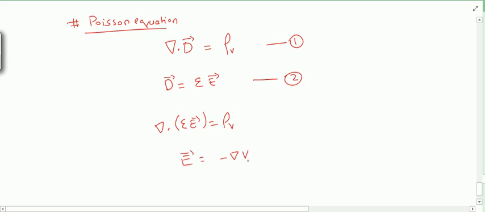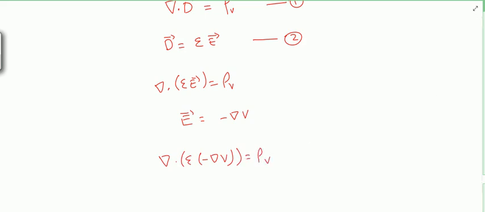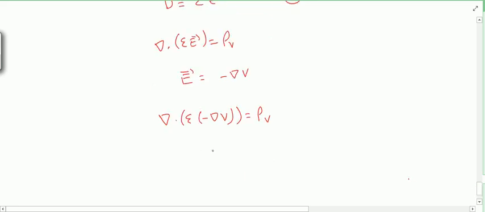Minus del V, that is, gradient of the potential. If you put that E value here, it will be del dot epsilon times minus gradient of the potential equals the charge density. Now we can arrange some terms so that it looks like this: I can take the minus sign to the right-hand side because it is independent of the differential operator.